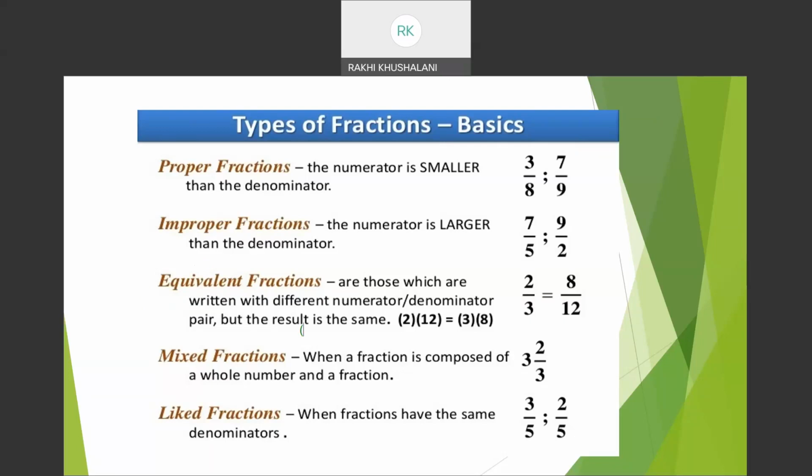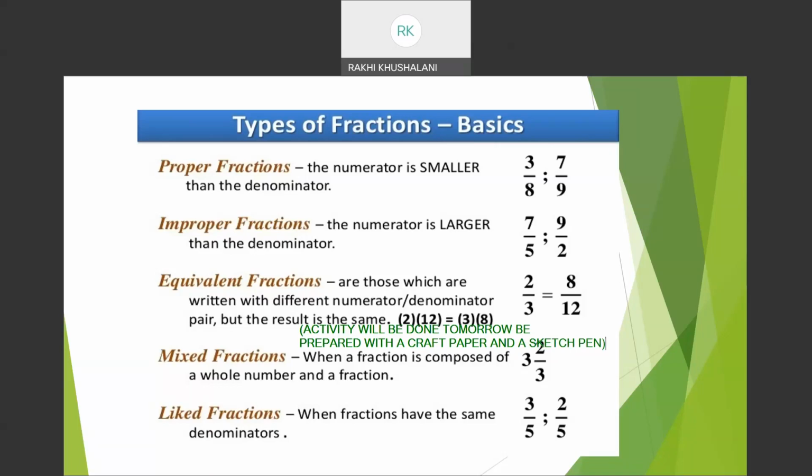I'm writing it here. Activity will be done tomorrow. Be prepared with a craft paper and a sketch pen. Okay, children? So this particular type of fraction I'm going to discuss with you tomorrow.